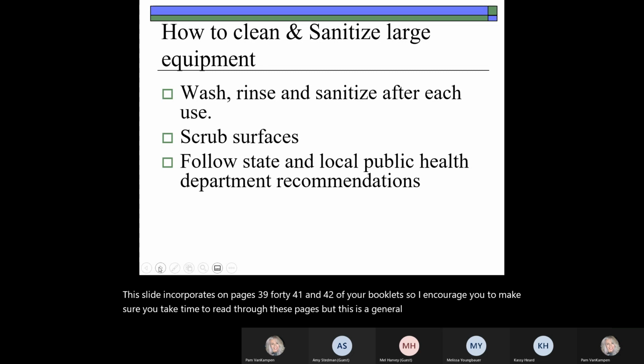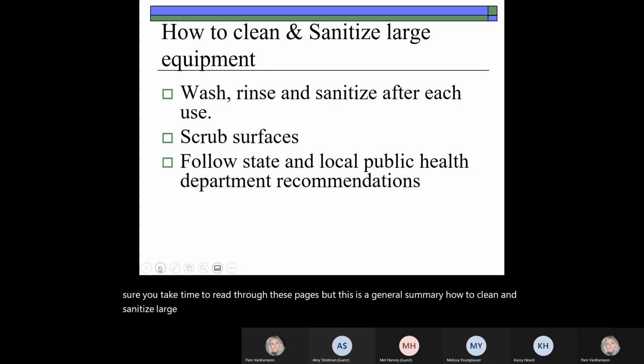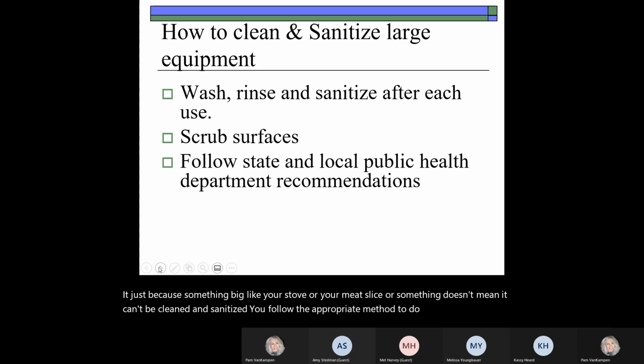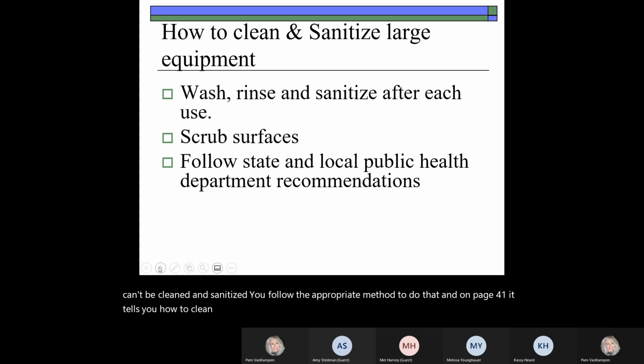How to clean and sanitize large equipment. You wash, rinse, and sanitize after each use. You scrub the surfaces if they're dirty. And then it walks you through it. Just because something's big, like your stove or your meat slicer, doesn't mean it can't be cleaned and sanitized. You follow the appropriate method to do that. And on page 41, it tells you how to clean and sanitize large equipment.